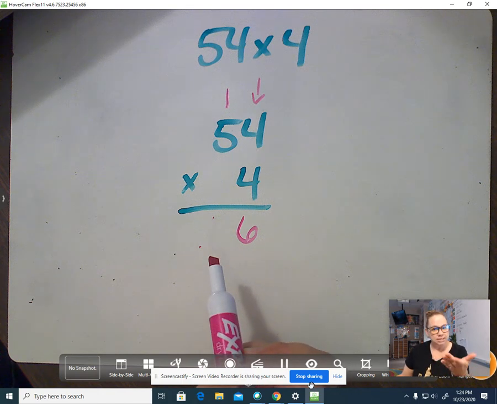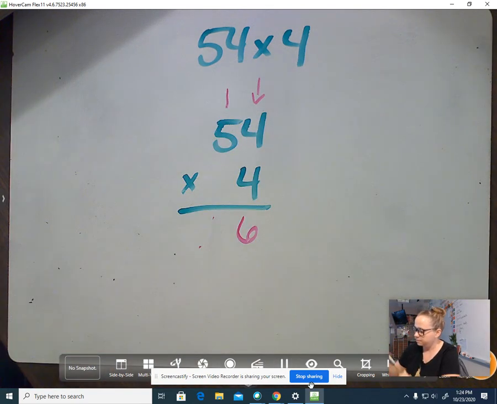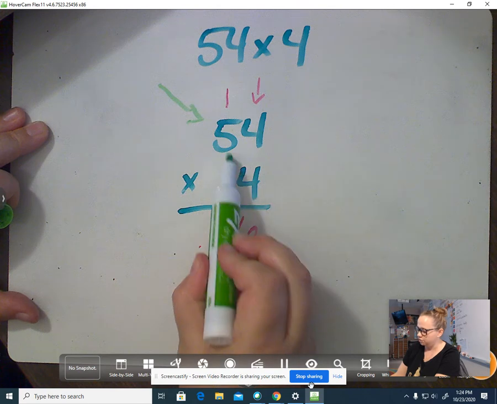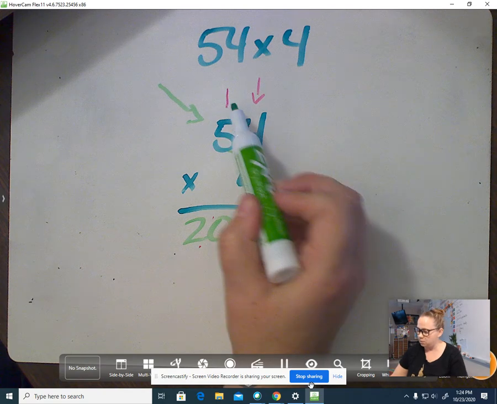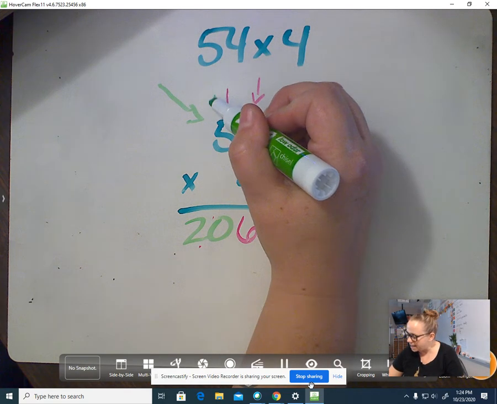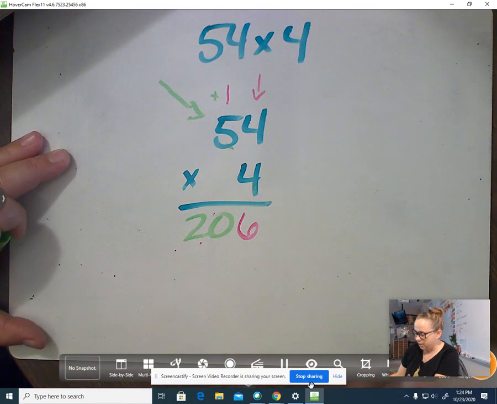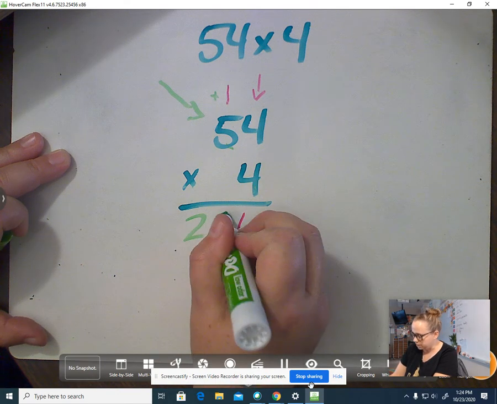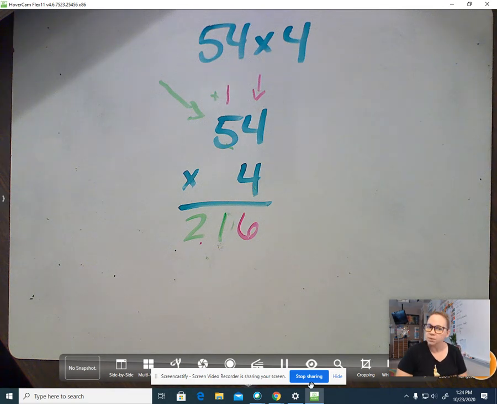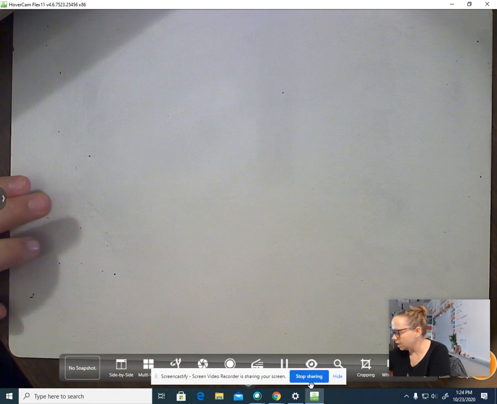Okay, now just like the algorithm that we did the other day, we're going to multiply diagonally. So we're going to do 5 times 4 is 20. Oh, but wait, we forgot about this one up here. And we're actually going to add this. So we're going to multiply these numbers, add the top number, because we have to add in what was left over from the ones place. So really, this is going to be 21. So 5 times 4 equals 216. Okay? Why don't you pick up your marker and let's do one together. That was the I do. Let's do the we do.